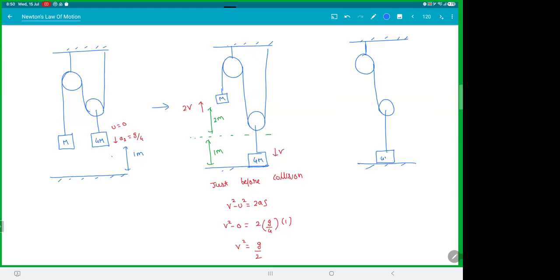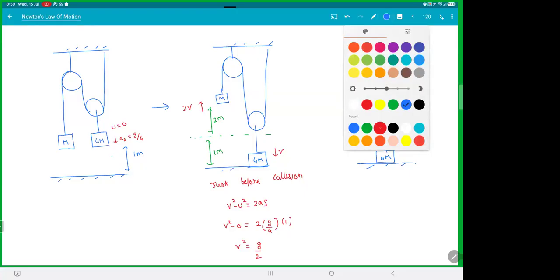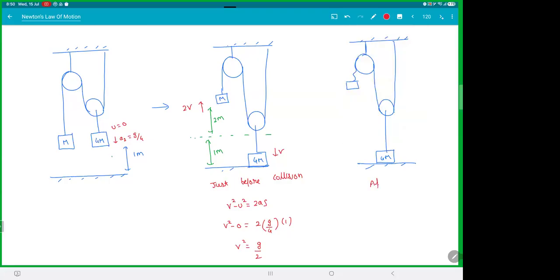The 4m came to rest. But this guy will actually fly in the air, isn't it? Because of velocity, it will fly in the air. The string becomes loose. So it starts flying like a particle projected into the air. After collision, 4m stops, but remember, string cannot push, but m flies up. Tension becomes loose.